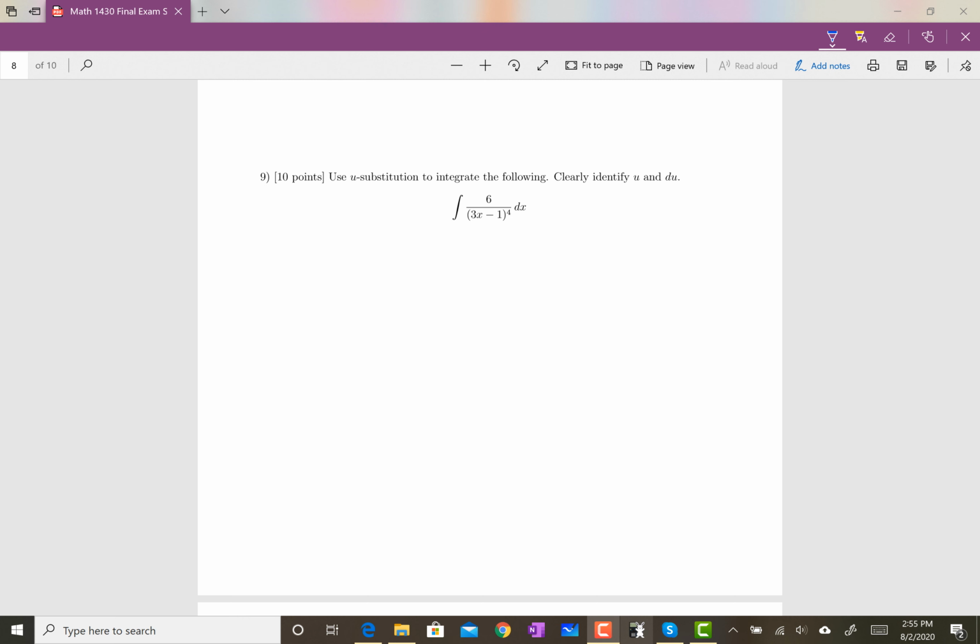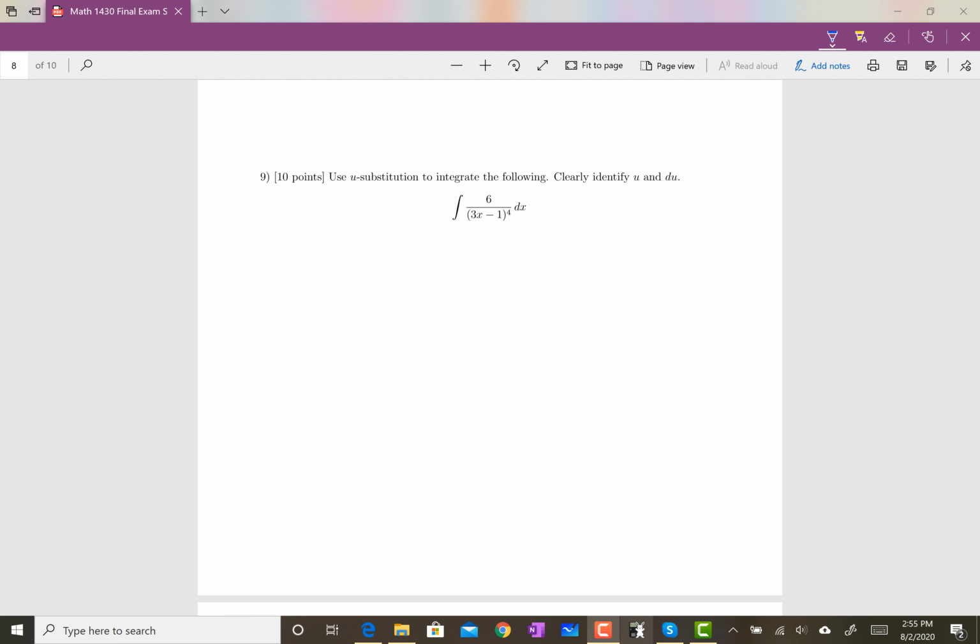This next one is much more exciting to integrate. We're going to use u substitution to integrate the following. Then we're reminded to clearly identify our u and our du. Now you won't be reminded on your online exam to clearly identify your u and your du, most likely, but it is still something that you need to have on your paper, on your work that you show for completion.